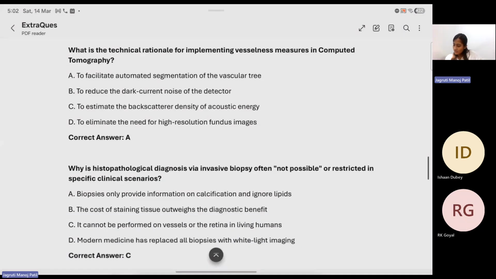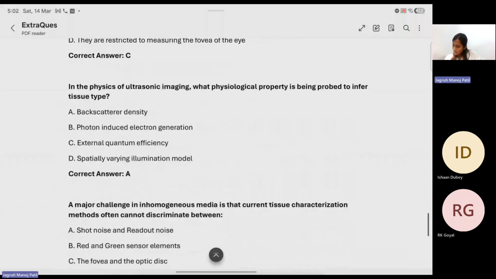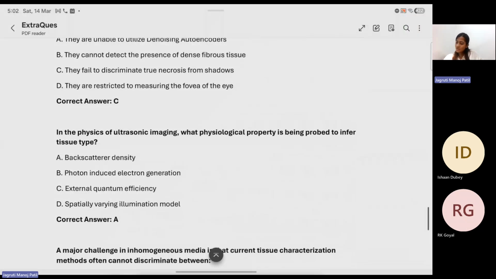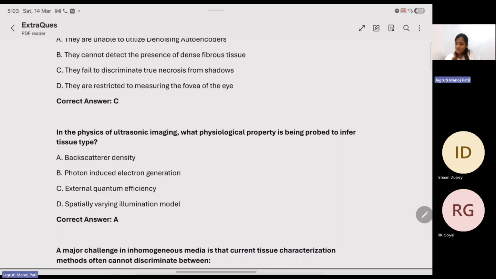Okay, this also, and for tissue type. So for the physics of ultrasonic based imaging, which physiological property is being probed to infer the tissue type? Ultrasound is all about the reflection that you get back, the backscatter that you receive, because you're sending one signal and receiving it back through the same or another transducer. So it's nothing about electrons, efficiency, or light. It's only about the backscatter density, how much energy you're getting back.